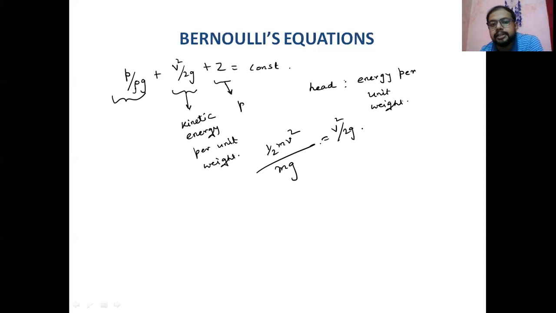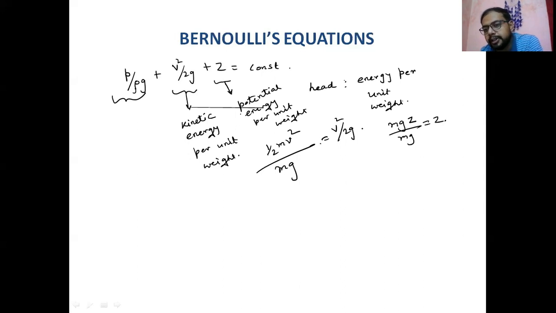This is the potential energy per unit weight. Potential energy we know is mgz or mgh. You take potential energy divided by the weight. So that is the potential energy per unit weight. What does this term P by rho g mean? Another name for it is the pressure head.